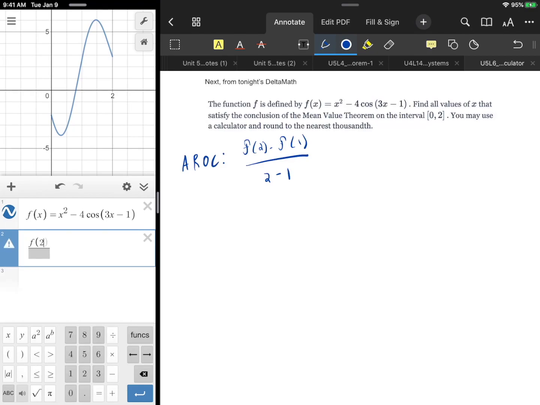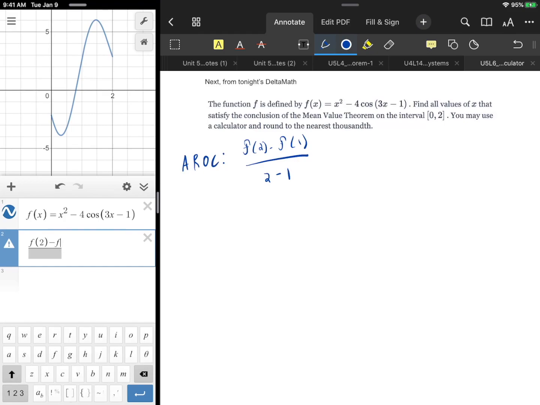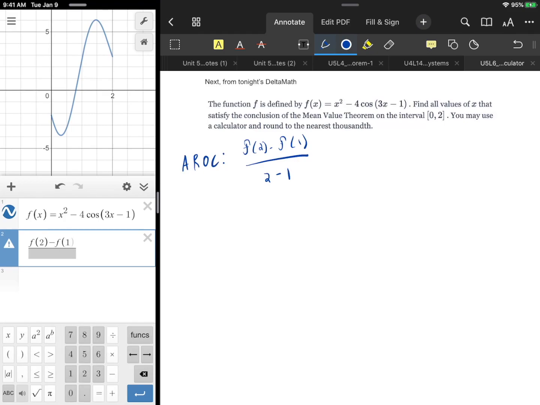F of 2 minus f of 1 all over, well, 2 minus 1, I know that's 2. So there's my slope. M equals, oh, not 2 to 1, 0 to 2. Sorry about that. So this should be 0, and this should be 2. Let's clean that up. So this should be a 0, and that should be a 0. All right, that looks better, a slope of about 2.5.